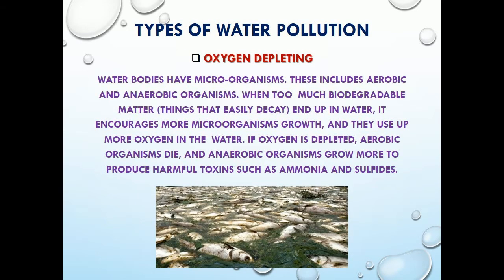Oxygen depleting. Water bodies have microorganisms. These include aerobic and anaerobic organisms. When too much biodegradable matter, things that easily decay, ends up in water, it encourages more microorganism growth and they use up more oxygen in the water. If oxygen is depleted, aerobic organisms die, and anaerobic organisms grow more to produce harmful toxins such as ammonia and sulfides.